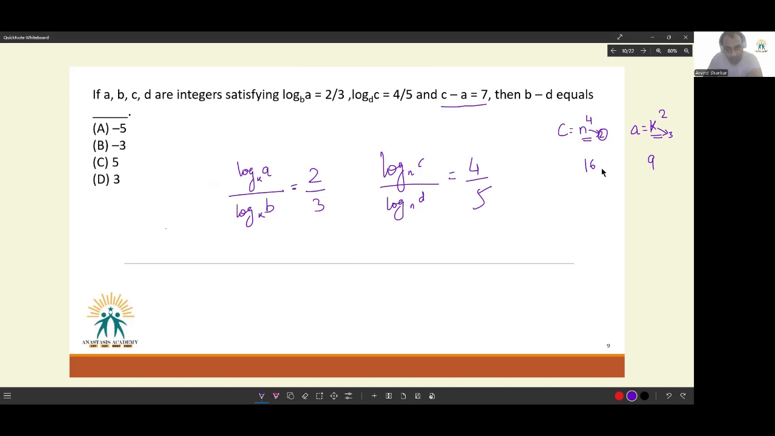This is absolutely wonderful. What this also enables us to identify is now D will be 2 raised to the power 5, N raised to the power 5. And B will be 3 raised to the power 3. This is 32. This is 27. These values are uniquely identified. Finally, we are asked, what is B minus D equal to? B is 27, D is 32, B minus D will be equal to minus 5.